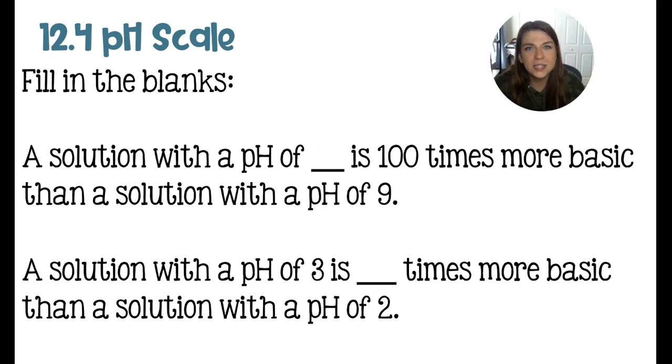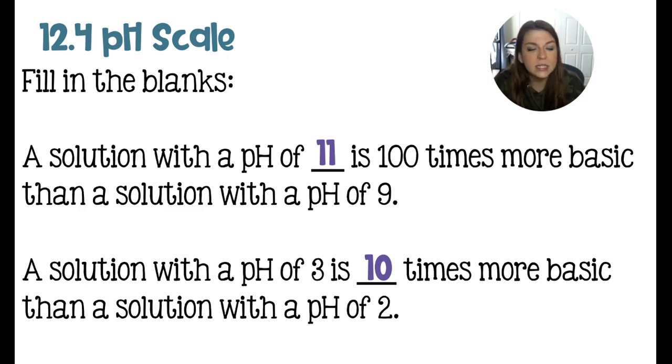Here are 2 more sentences to fill in based on the pH scale. A solution with a pH of 11 is 100 times more basic than a solution of a pH of 9. In this case, we're going up the scale because we are looking for something that is more basic. We're going to go 2 jumps because we're talking a 100 times difference. So that would indicate 2 jumps. You would go from 9, skip over 10, and jump to 11.